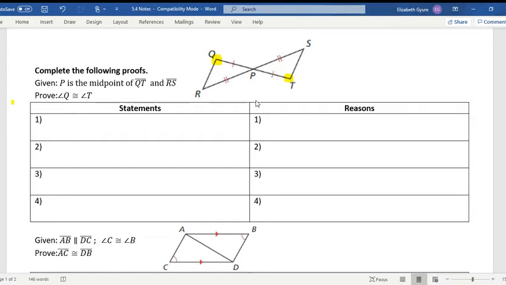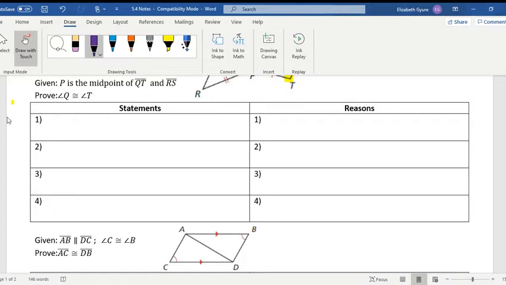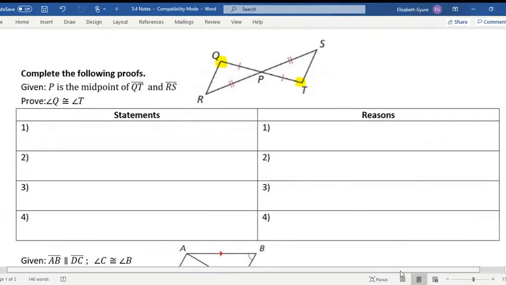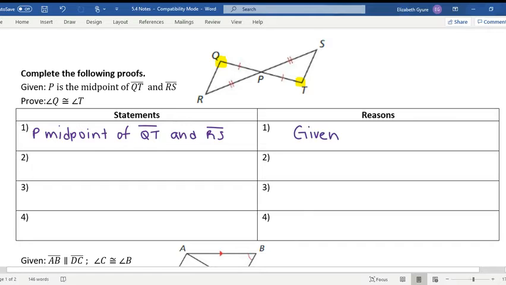So here's what I would do when you see a problem like this. First, just like before, always fill in your freebies. So let's put in our given. P is the midpoint of segment QT and segment RS. So there is our given. Then we want to prove that angle Q is congruent to angle T.